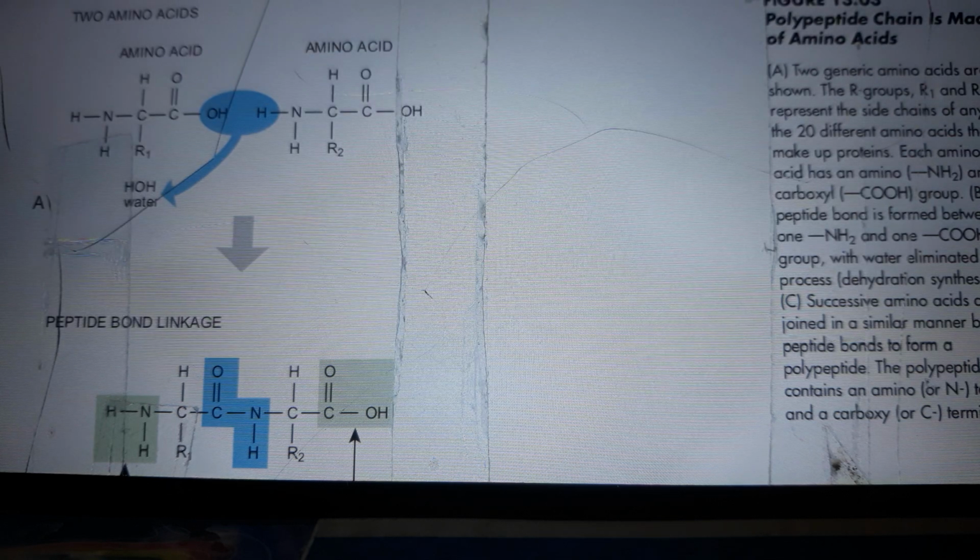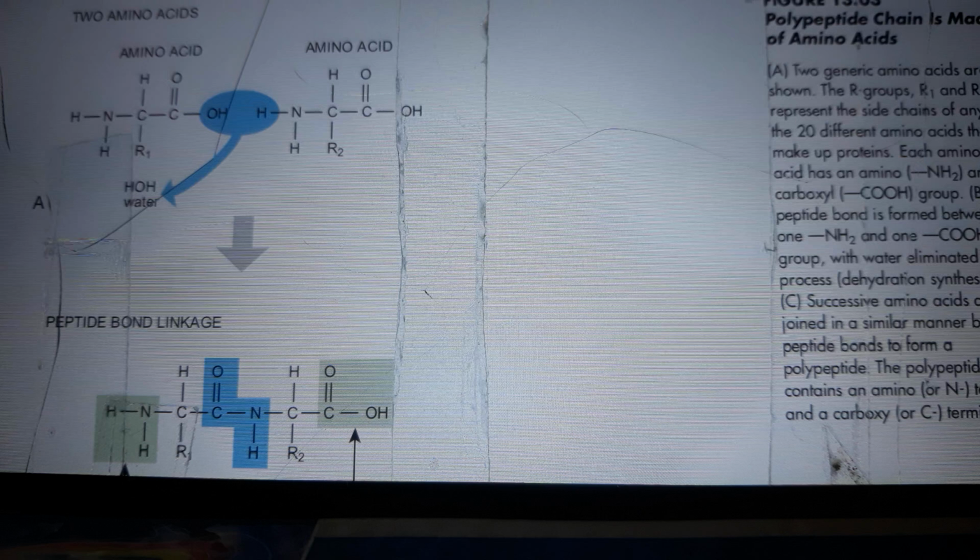They represent the side chains of any of the 20 different amino acids that make up proteins, the whole thing together. Each amino acid has an amino NH2 group. Where's the NH2 group here? NH2, this one. Okay, NH2, right? And carboxyl, COOH. COOH, this is the carboxyl group, right?